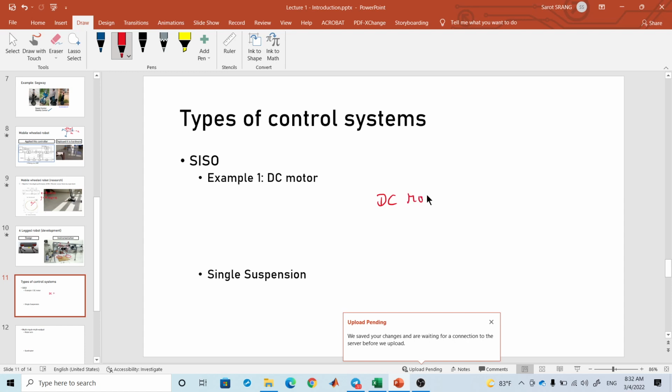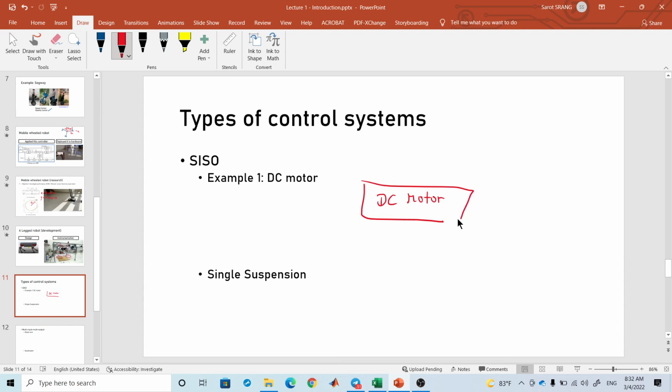So single input, single output means the system, for example, a DC motor, and I represent it by a block diagram. In our future lectures, we will talk a lot about block diagrams. So let's say the input is voltage and the output is angular velocity. Then you have only a single input and a single output.